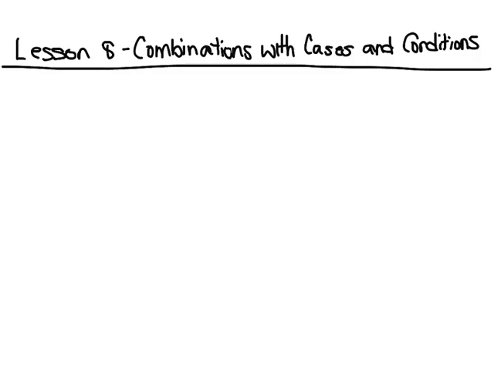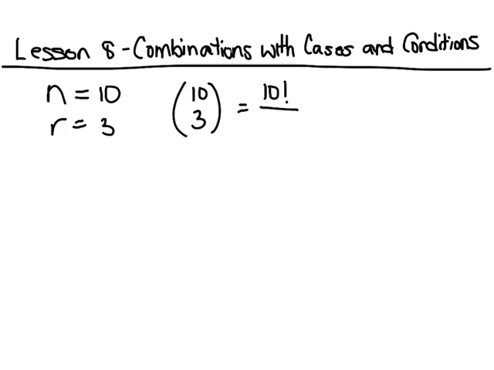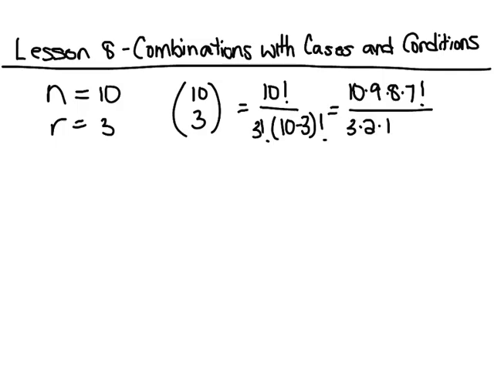So there's 10 flavors, so n is equal to 10. We're going to choose 3. So we have 10 choose 3, which is 10 factorial over 3 factorial times (10 minus 3) factorial, which is the same as 10 times 9 times 8 times 7 factorial divided by 3 times 2 times 1 times 7 factorial. The 7 factorials will cancel.